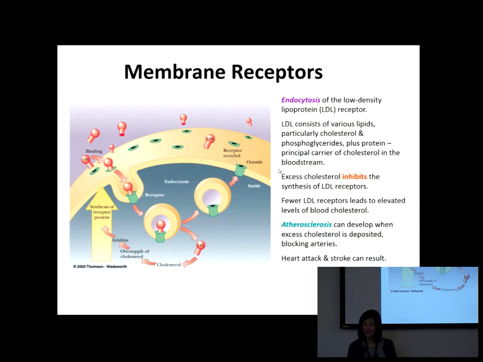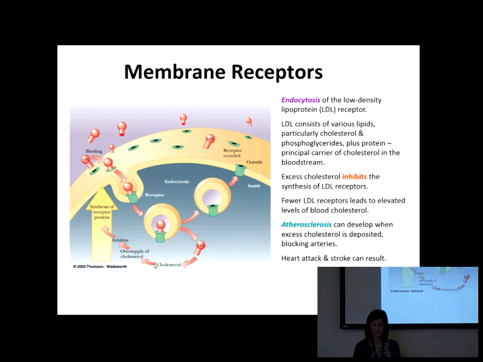Anyway, so here, the way we're going to bring this LDL into the cell to provide our cell with cholesterol is through endocytosis. So there's a receptor protein that binds our LDL. It comes in here, and once it's bound, it sucks it in. Isn't that cool? I just think that's so cool. So it sucks it in and makes this little pod of cell membrane and LDL. And so through endocytosis, we're bringing it in, and then we provide cholesterol to the cell.